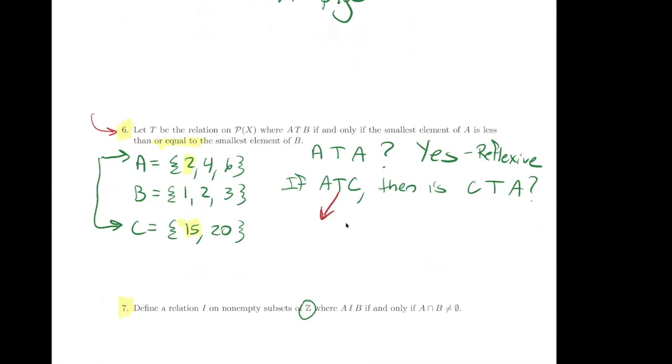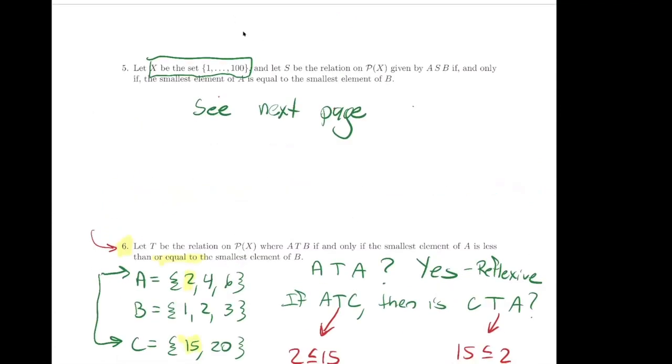So we've got that this is true in this case because 2 is less than or equal to 15, but 15 is not less than or equal to 2, so C is not related to A. So let's kind of prove this more carefully.